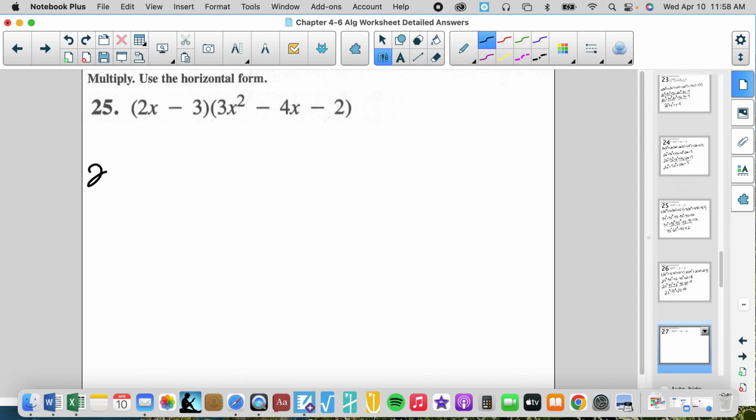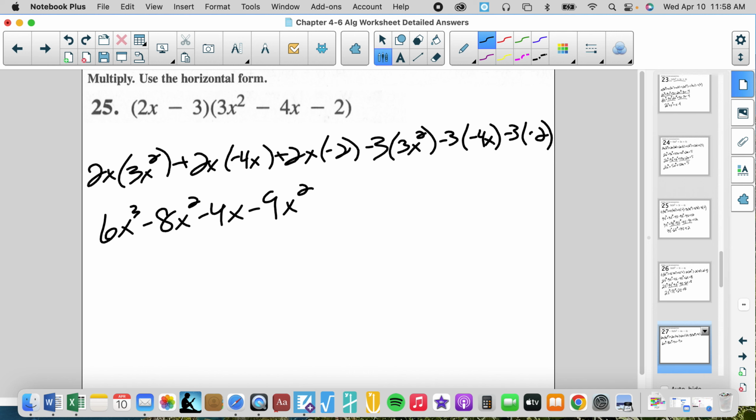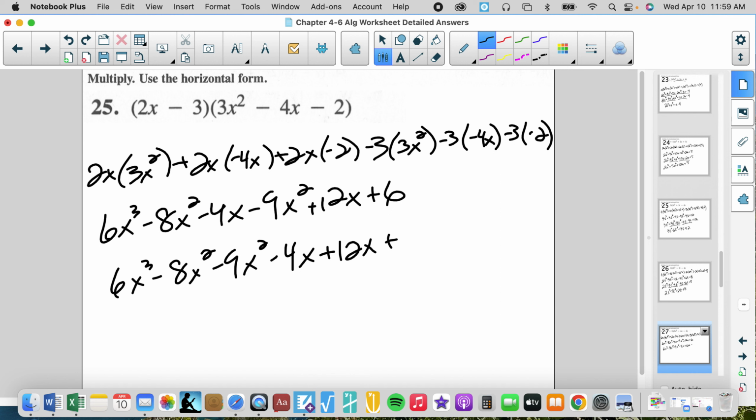Now we're on the stretch. Stay focused. Stay in the zone. Keep working hard. Do those extra at-bats so you are proficient. I know you want to stop. I know you want to go outside. I know you want to go on your phone. But stick with it. Keep working hard. And keep focusing. 6x to the third minus 8x squared minus 9x squared minus 4x plus 12x plus 6.